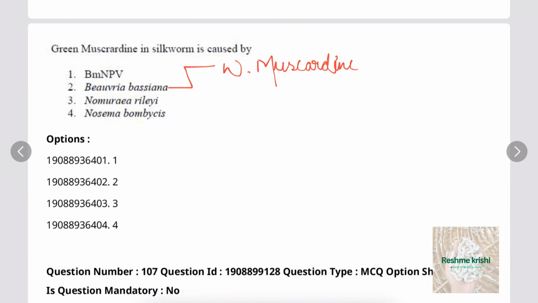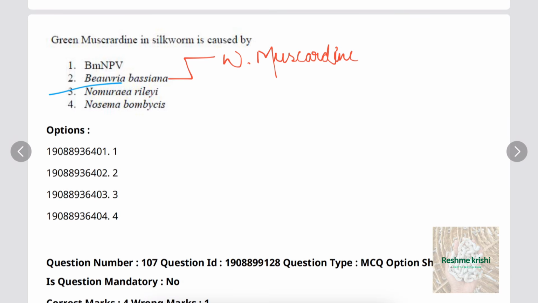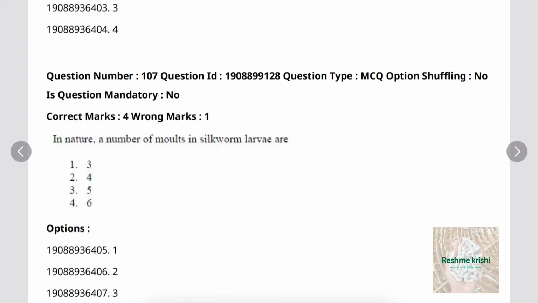Green muscardine is caused by. Okay, before knowing that, white muscardine is caused by Beauveria bassiana. BmNPV. See, the virus is already there, then why would it be a muscardine? Nosema bombycis, this is the world famous pebrine, right? So the answer will be Nomuraea rileyi. It's causing the green muscardine.